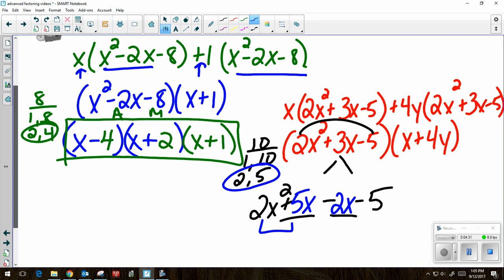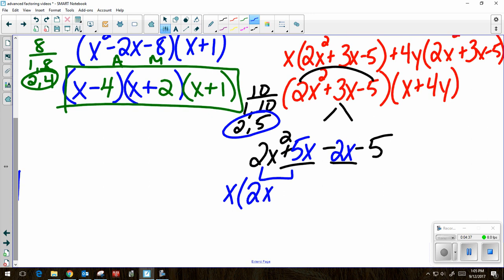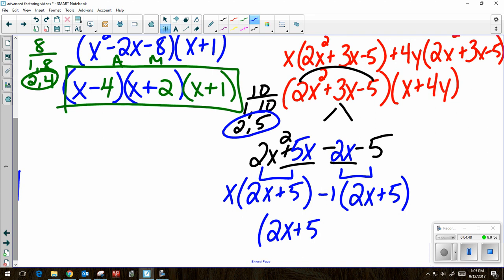So in my first 2, my GCF is x. And then I'm left with 2x plus 5. In my next 2, my GCF is a negative 1. I'm left with 2x plus 5. So 2x plus 5 times x minus 1. Now remember, that was only the first piece of this up here. That was my trinomial. My second parentheses is still hanging out over here.